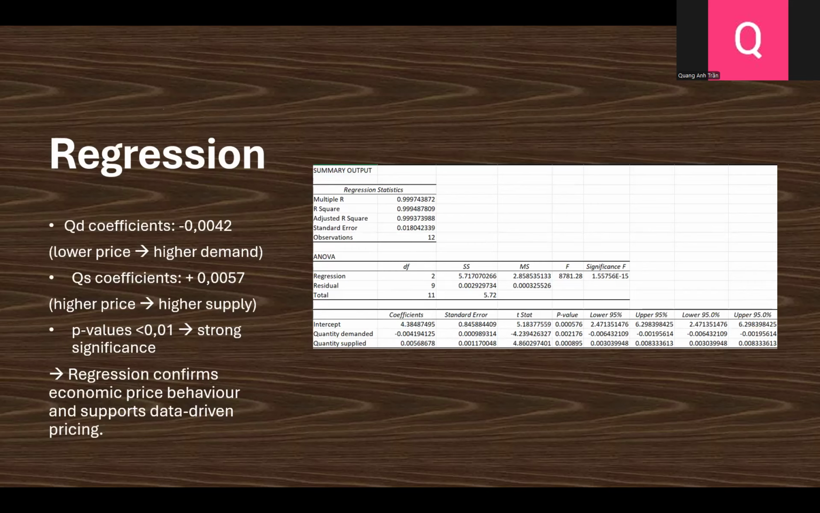Quantity demanded has a negative coefficient, showing that as price decreases, demand increases. Quantity supplied has a positive coefficient, meaning that as price increases, supply increases. This regression confirms that pricing decisions should consider both demand levels and supply capacity, rather than relying purely on cost increases when setting prices.